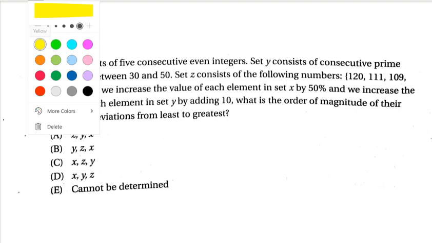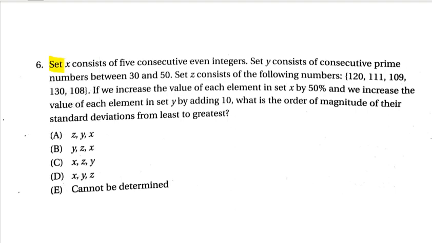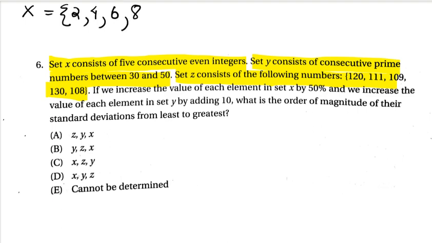Alright, so let's start. It says set x consists of 5 consecutive even integers, 5 of them. Set y consists of consecutive prime numbers between 30 and 50, and the set z is directly given to you. So let us first write the sets and then we'll read the next part of the question. The first set is the x set. It is a set of 5 consecutive even integers: 2, 4, 6, 8 and 10.